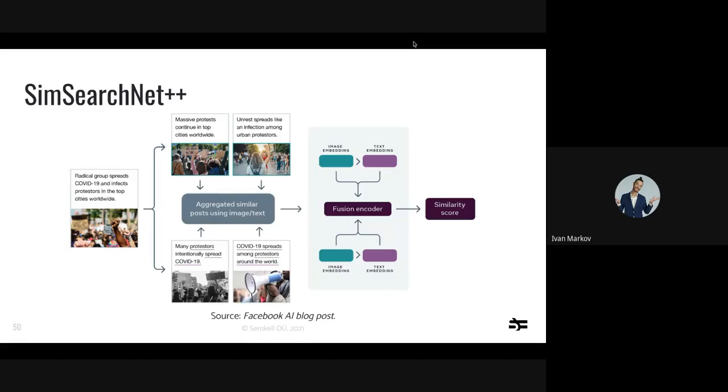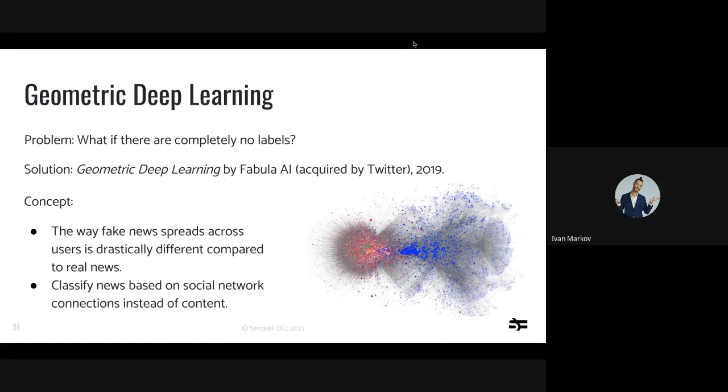All right. And probably the last example which I wanted to speak about. Basically, we haven't covered what Twitter uses in terms of automatic fake news detection. Well, probably that's because they haven't announced anything yet. But we know that 2 years ago they acquired a very cool startup called Fabula AI, which specialized in a very interesting domain of deep learning called geometric deep learning.